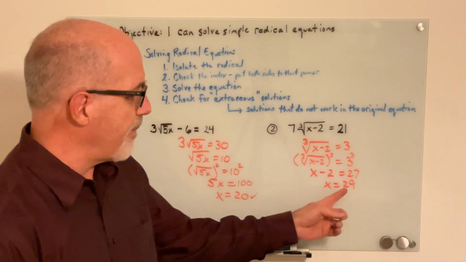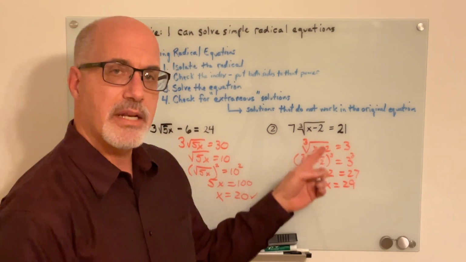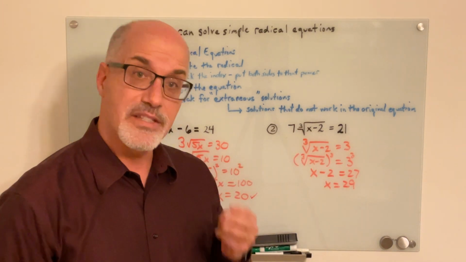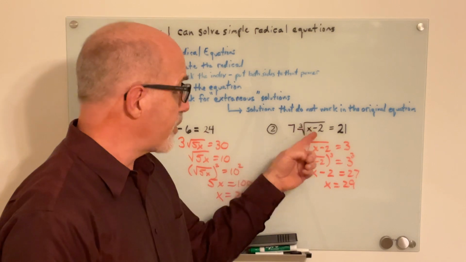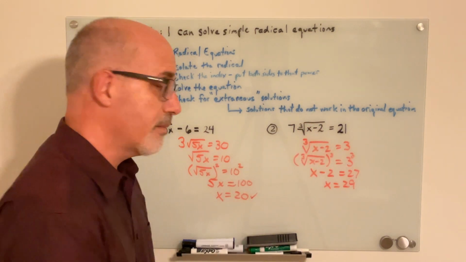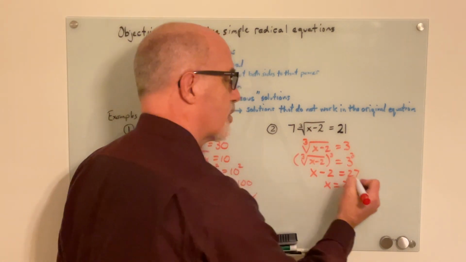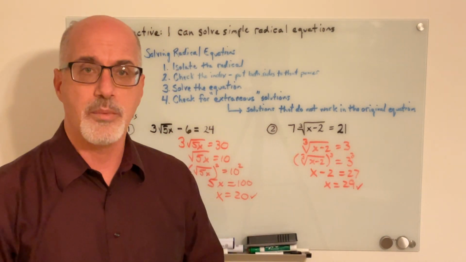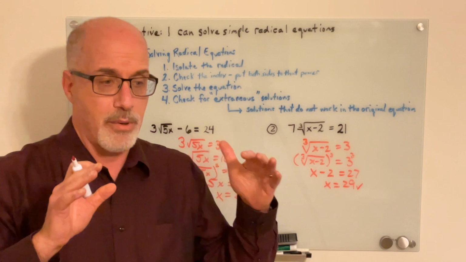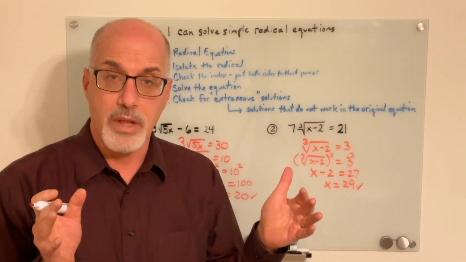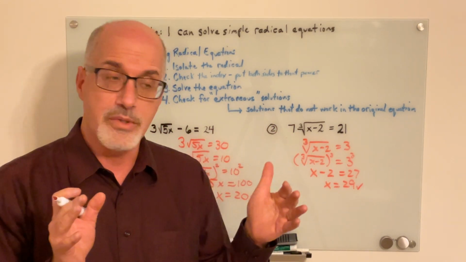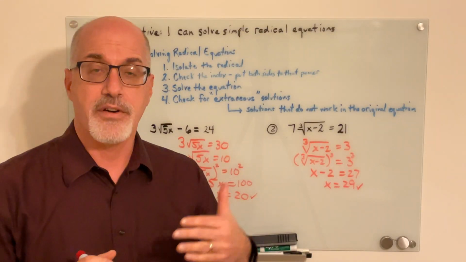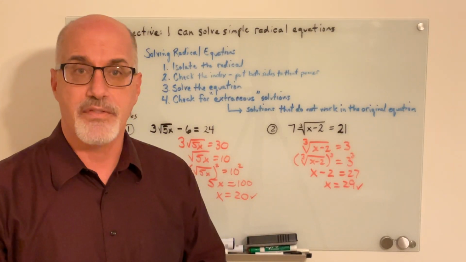Let's go ahead and check that. Put 29 in. 29 minus 2 is equal to 27. The cube root of 27 is 3. Multiply 3 times 7 and you get 21, so it does check out. So our steps for doing these radical equations are to first isolate the radical. Next, you want to put both sides to the power that will undo the index root. And then you want to solve the resulting equation and check for extraneous solutions, so you have your final solution.